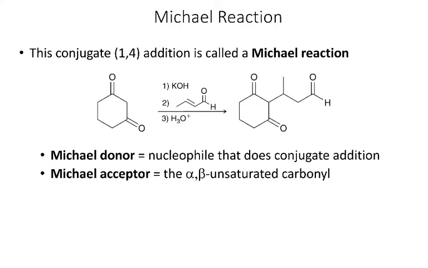When we have a reaction between a nucleophile and an alpha-beta unsaturated carbonyl group, and we get only 1,4 addition, this is called a Michael reaction. The nucleophile that does the conjugate addition, in this case the doubly stabilized enolate, is called the Michael donor because it's donating the electron pair. The alpha-beta unsaturated carbonyl group is called the Michael acceptor because it's accepting the lone pair of electrons when that nucleophile does its attacking.